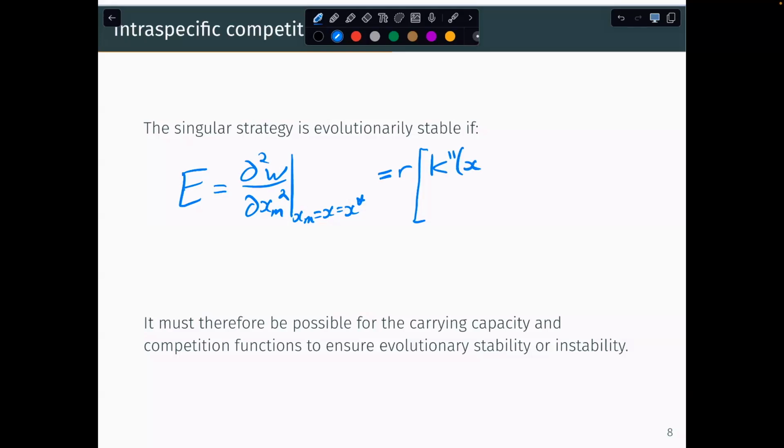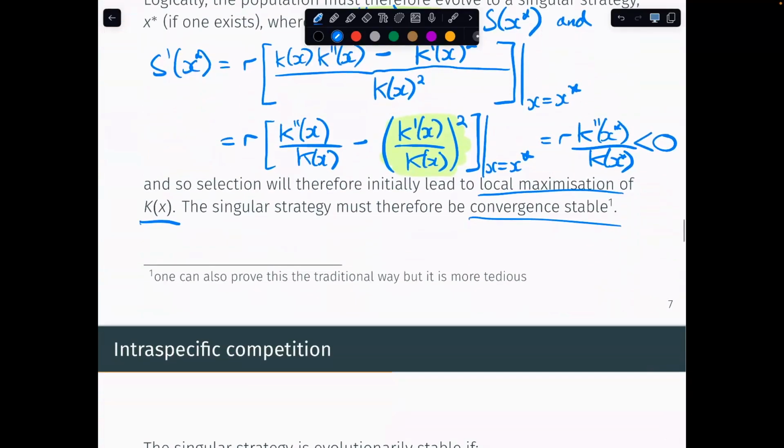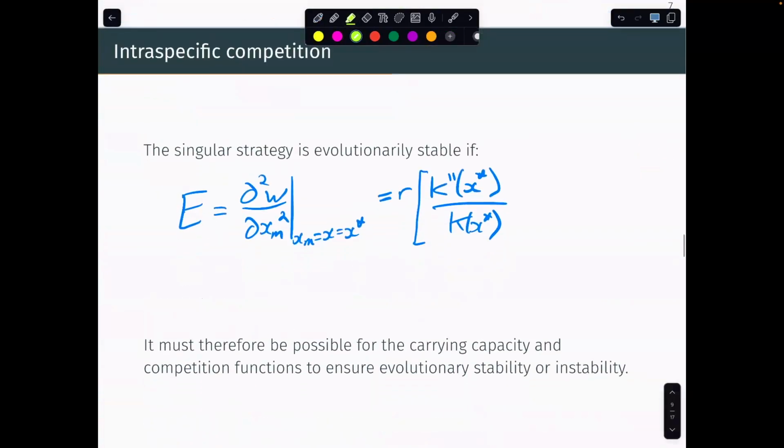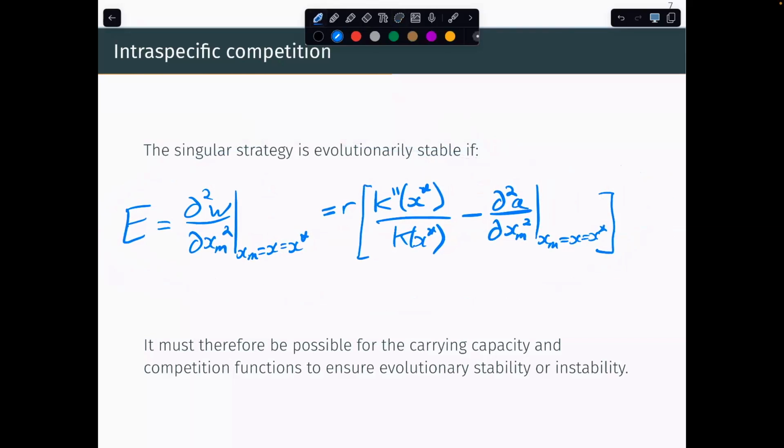Turns out here that we are going to have K double prime of X star over K of X star. Note the similarity here. This is the same condition as up here, actually. This term is the same as what we had for our derivative, telling us something about convergence stability. So that happens to be the same. And we're going to have our second order partial of A with respect to xm evaluated at X star. And for this point X star to be evolutionarily stable, remember, we've not actually found what X star is here, this has to be less than 0.